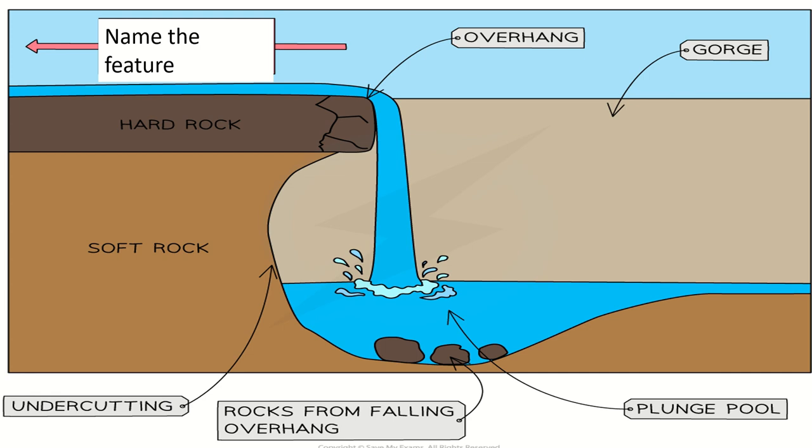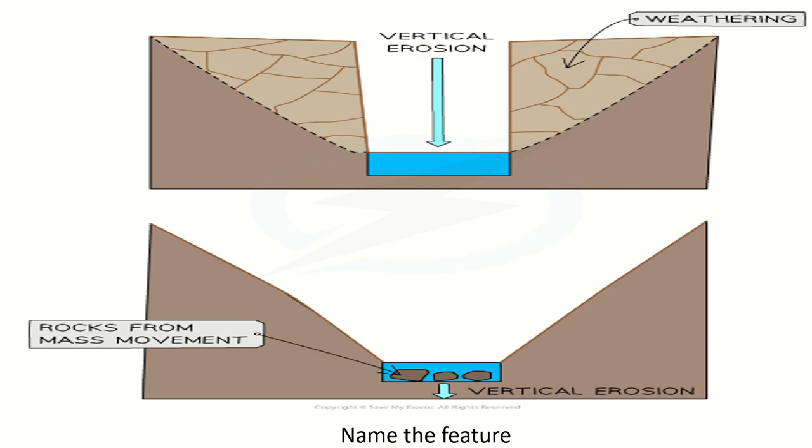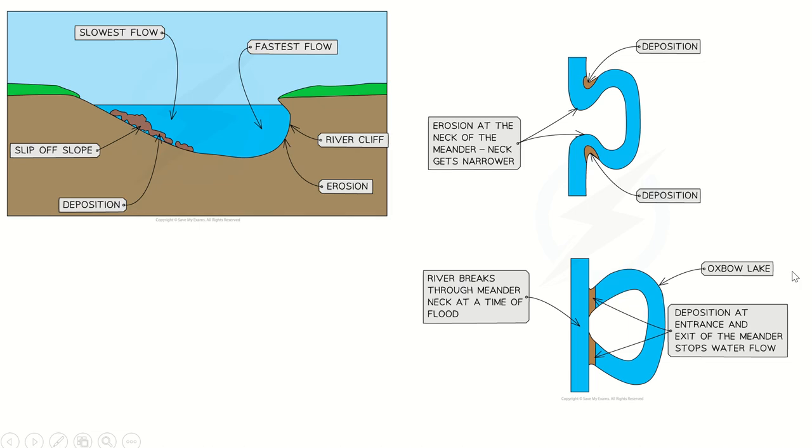Naming the feature, obviously we've got a waterfall. If you're not sure how a waterfall forms, I can recommend pausing and drawing this diagram. In the same way, this feature here, as I've just mentioned, is a V-shaped valley caused by a combination of vertical erosion, hydraulic action, abrasion, attrition, solution, and mass movement and weathering on the rocks on the side of the valley as well. That's what gives it the V-shape, not the gorge.